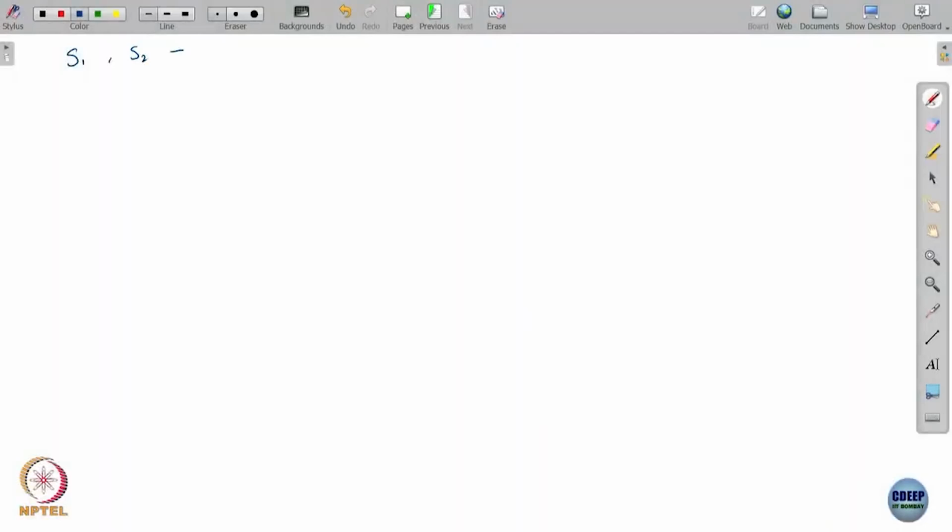Now, what if, suppose I gave you two affine sets, S1 is an affine set, S2 is an affine set. Suppose these are affine sets. What can you say about the intersection S1 intersection S2?